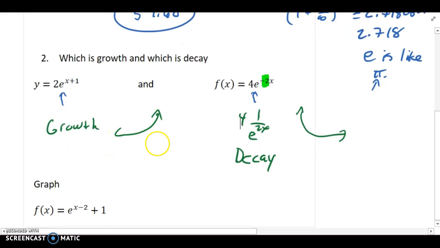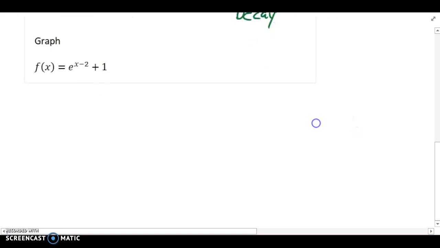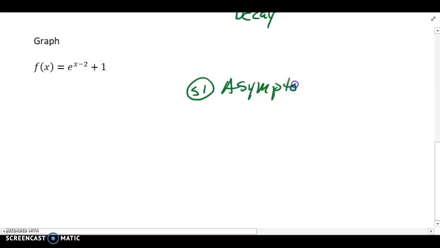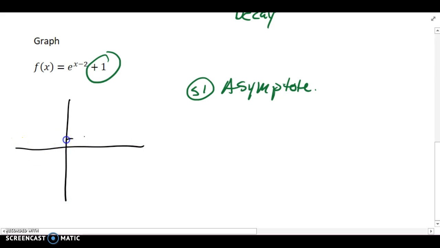The final thing we're talking about today is graphing. Same steps as before. Step 1 is the asymptote. It is exactly the same as a growth function. You just put it in the calculator, almost the same. So we have our asymptote right here. When I plot this, we're going to go up 1, and we have our asymptote right there.